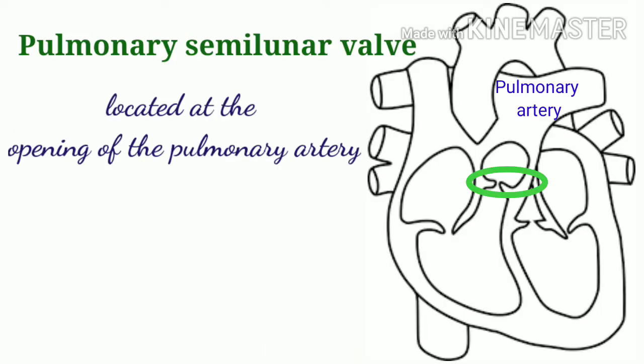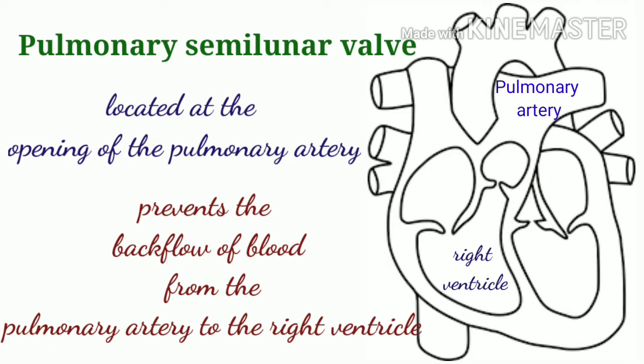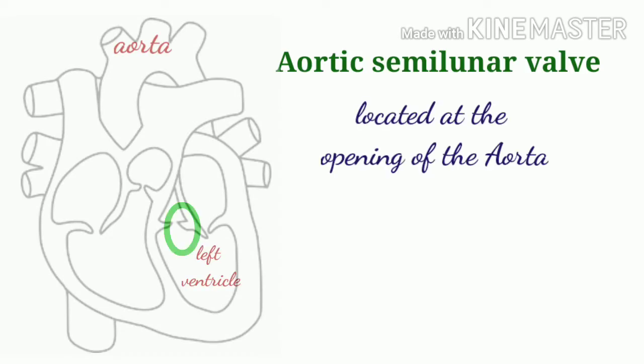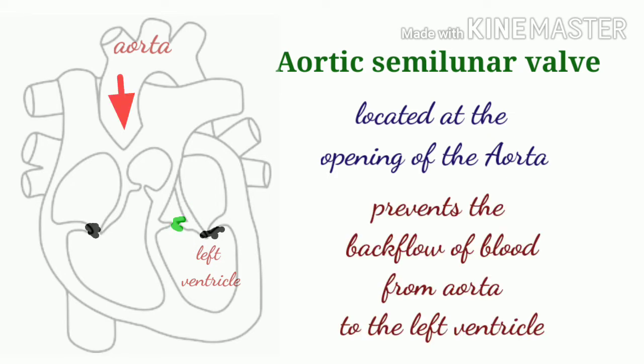The pulmonary semilunar valve is located at the opening of the pulmonary artery. It prevents the backflow of blood from the pulmonary artery to the right ventricle during ventricular diastole, that is, the expansion or relaxation of the ventricles. And the fourth valve is the aortic semilunar valve, which is located at the opening of the aorta. It prevents the backflow of blood from the aorta to the left ventricle during ventricular diastole.